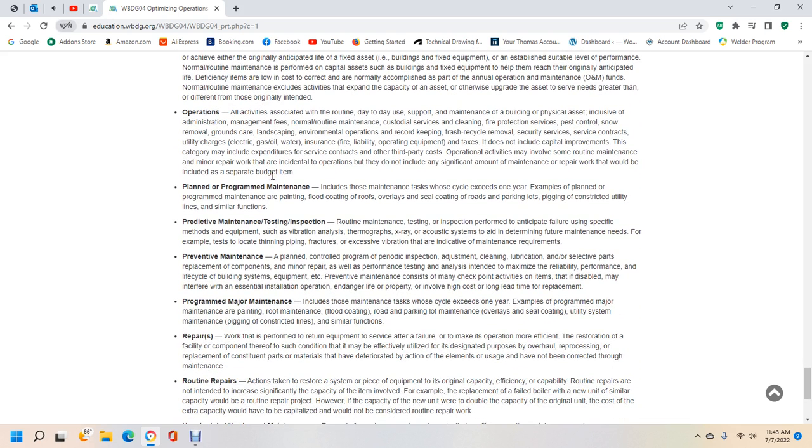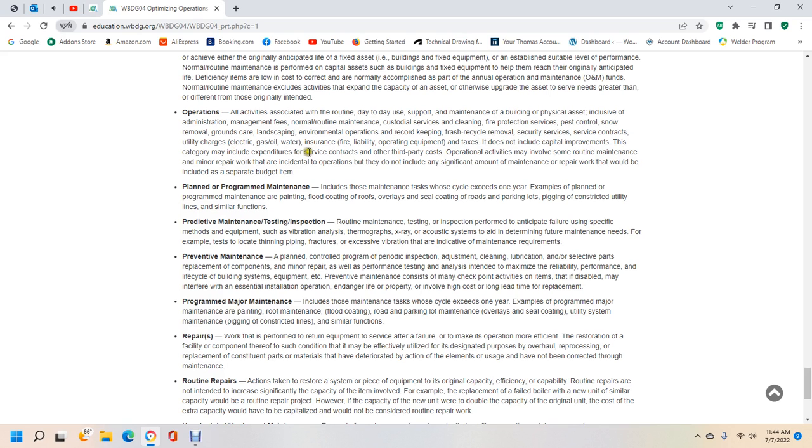Operations are all activities associated with the routine data used to support the maintenance of the building and the physical assets, involved with the administrative management fee with the normal routine maintenance of the solar service, cleaning and fire protection services, pest control, snow removal, ground care, landscape, environmental operation, record keeping, ash and recycle removal, security services contracts, utility charges, electrical, gas, oil, water, insurance, fire liability, operating equipment, and taxes. It does not include capital improvements.